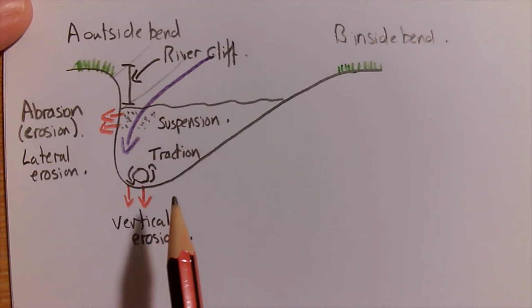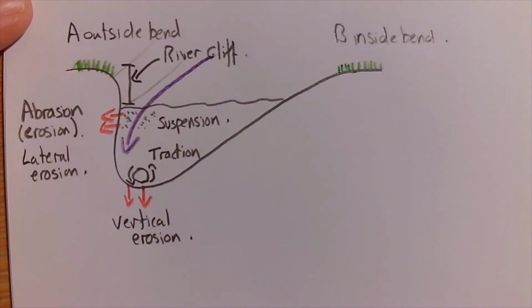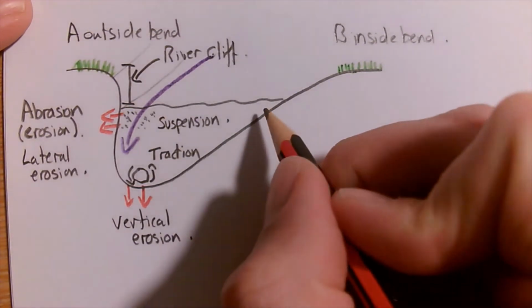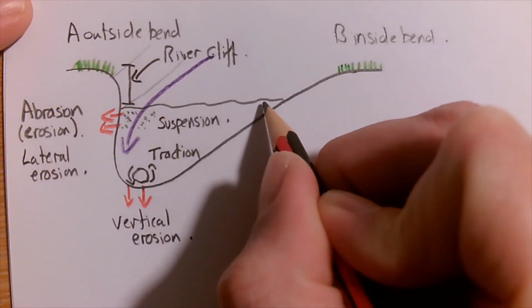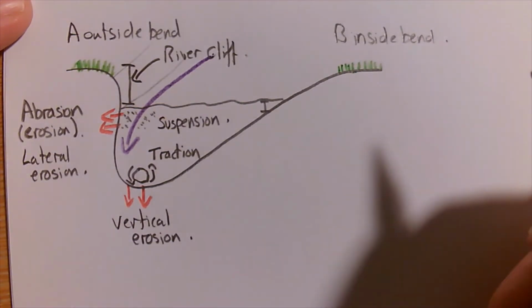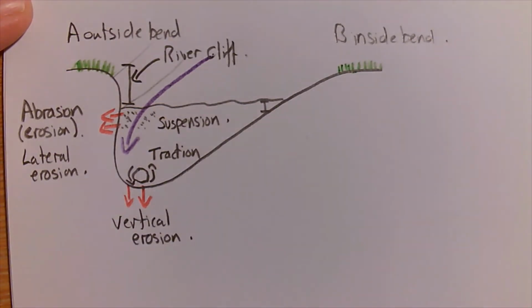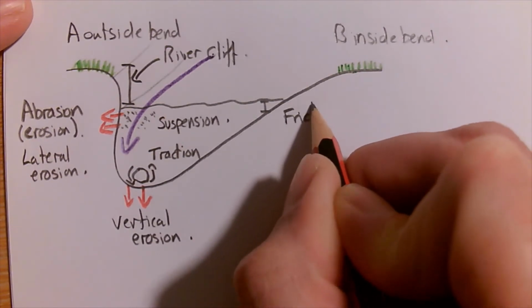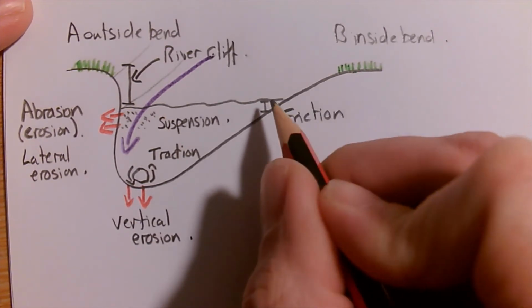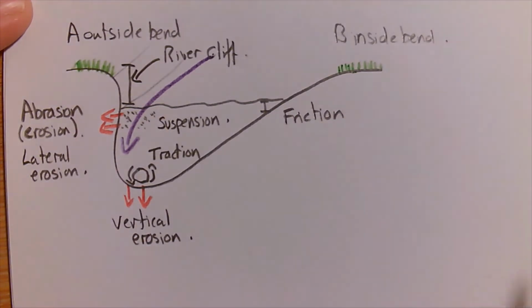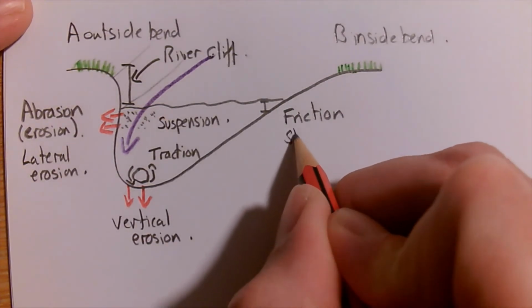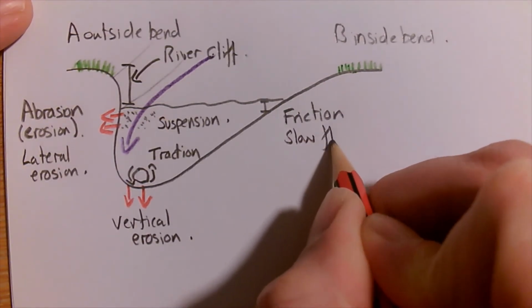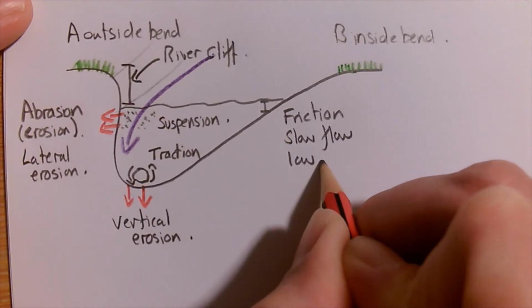So, what's happening over here? Well, the key thing to note is that on the inside bend, the water is very shallow. And as a result of that shallow water, we have a lot of friction between the water and the bed and the bank. And that causes a slow flow and low energy.